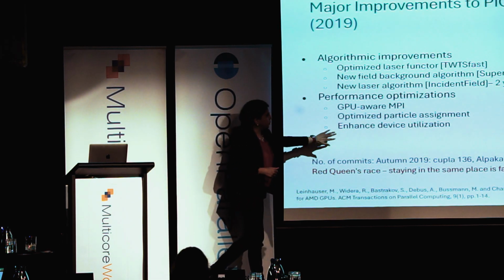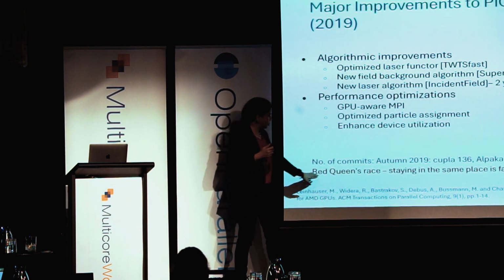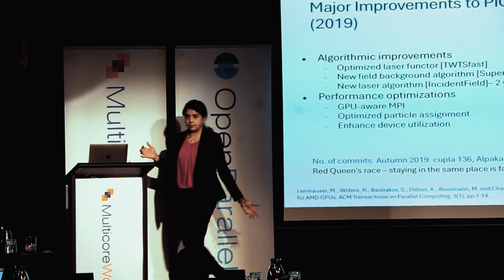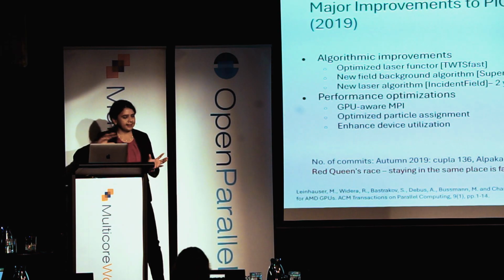So these were some of the computational improvements, and we always joke that this is a Red Queen's race because you can't keep up, because everything is evolving.